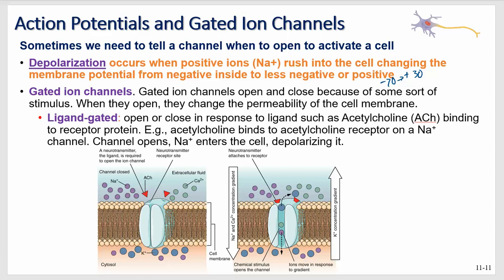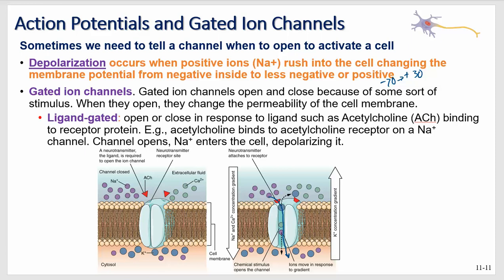So how do we do that? Well, there are gated ion channels. Gated ion channels just mean they open and close because of some sort of stimulus. Here we can see this channel is closed and the sodium is stuck on the outside. But when the channel opens, sodium can rush in. We'll also see later that potassium will rush out, not necessarily in the same channel. These channels are usually very specific.